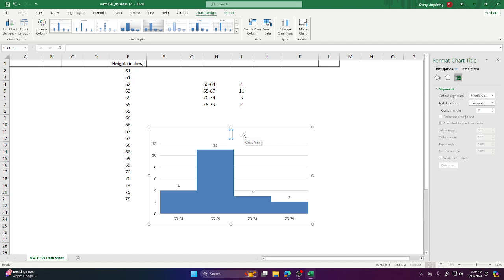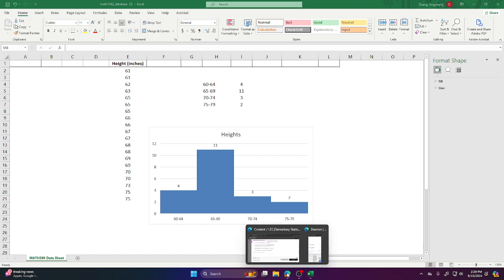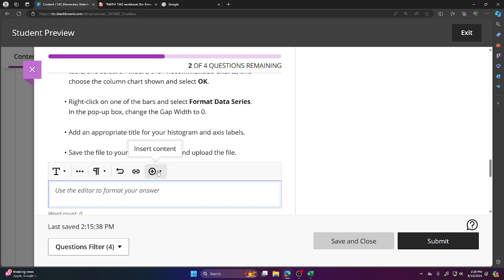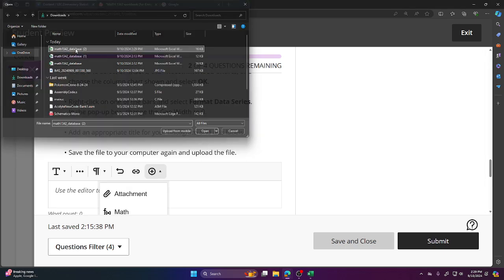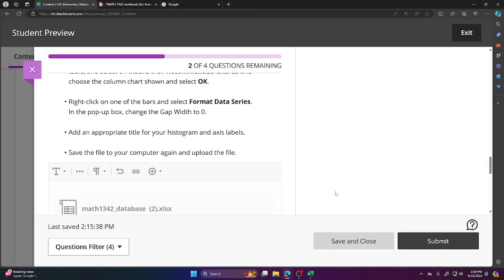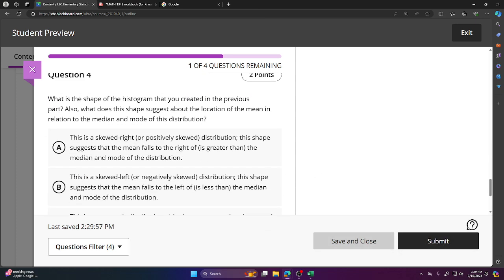So I'm going to label it my pretty histogram. There you go. No, it's heights, isn't it? It's heights. Okay, cool. Save, and then we're going to upload the same thing, do the attachment deal, just like last time. So attachment, and this is number 2 for me. Save. Awesome.